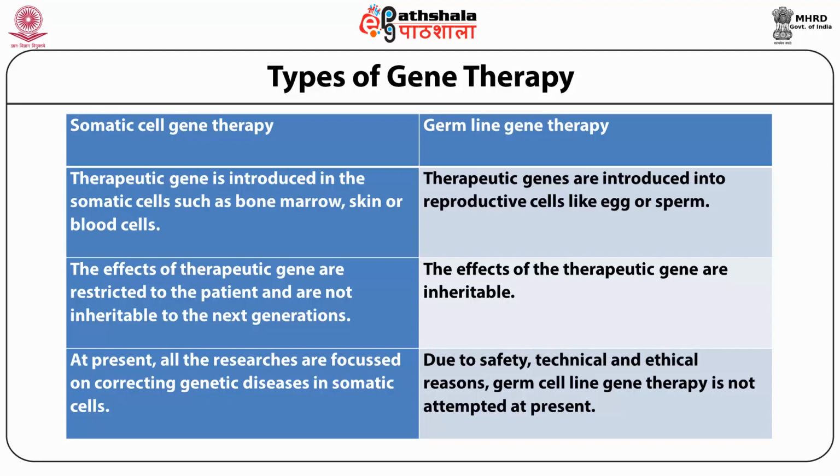Germline gene therapy involves introduction of therapeutic genes into reproductive cells like egg or sperm. Therefore, the effects of this therapy are inheritable. However, due to safety, technical and ethical reasons, germline gene therapy is not attempted at present.